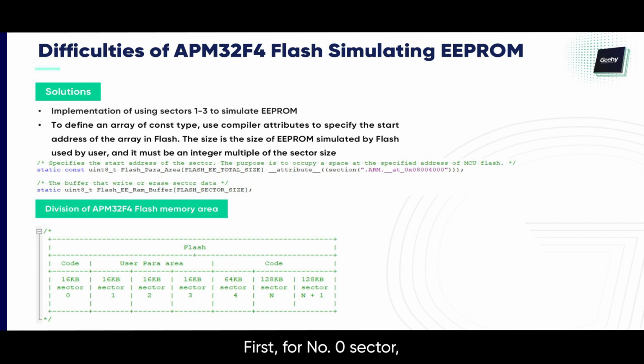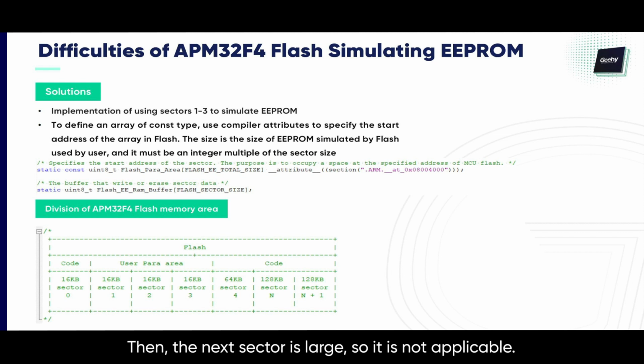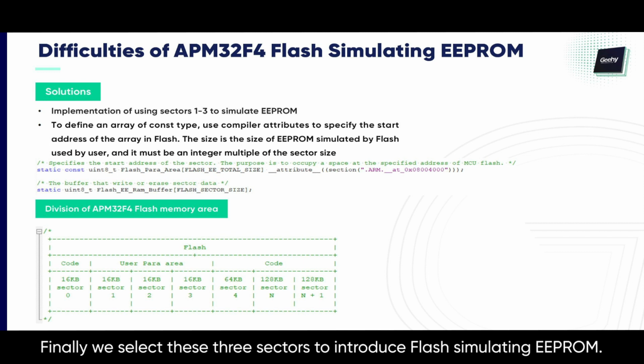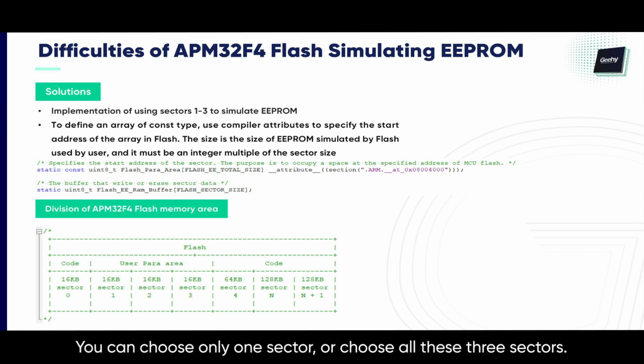First, for sector 0, we must use it to store code, because the hardware needs to run the code from 0x08000000 to power on, and we cannot occupy this sector. Then, the next sector is large, so it is not applicable. Finally, we select these 3 sectors to introduce Flash simulating EEPROM. You can choose only one sector, or choose all these 3 sectors.